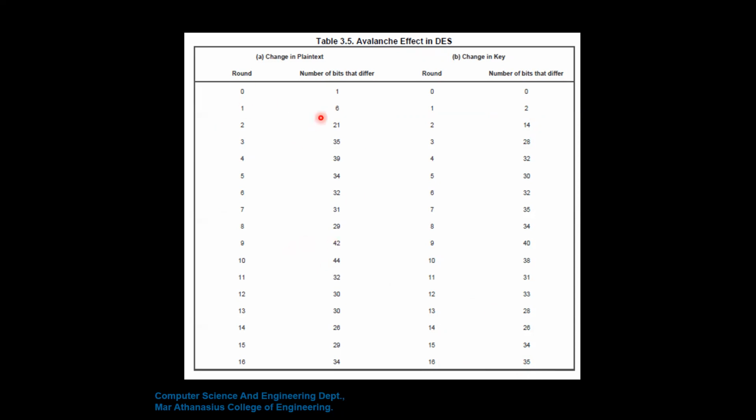In the first case, we used the same key with two plain texts that differed by 1 bit. In the second case, we used the same plain text with two keys that differ in 1 bit. We compared the generated ciphertexts, and bits in 35 positions were totally different. So DES has a strong avalanche effect.